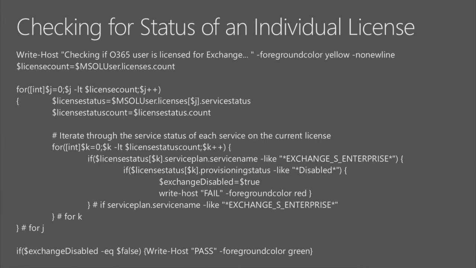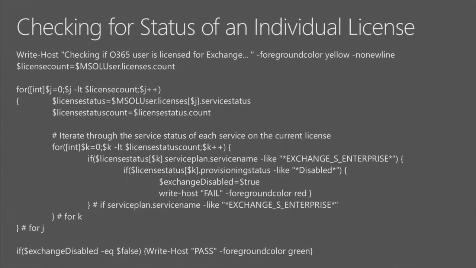LicenseStatus count is LicenseStatus.Count. How many services are on this individual license pack that's been assigned to this user? Because there may be a bunch, like it's an E3, or there may be one, like it's Exchange only. Then I iterate, same for structure, but now I'm iterating through the individual services on my current license plan. Is everybody kind of following me here? Kind of digging down deeper, taking the license, diving into individual services.